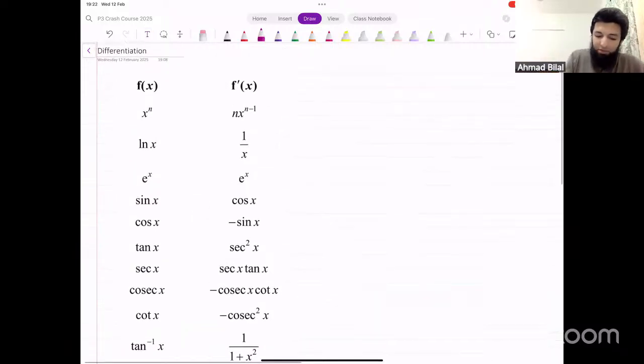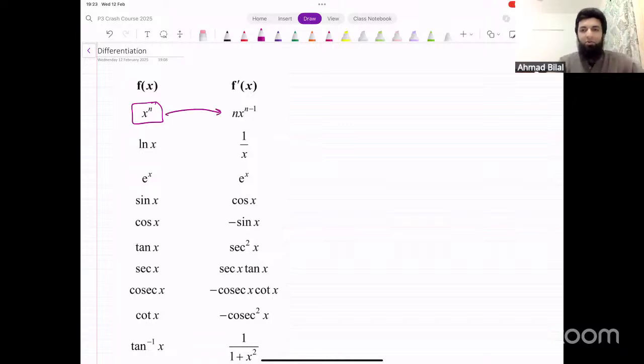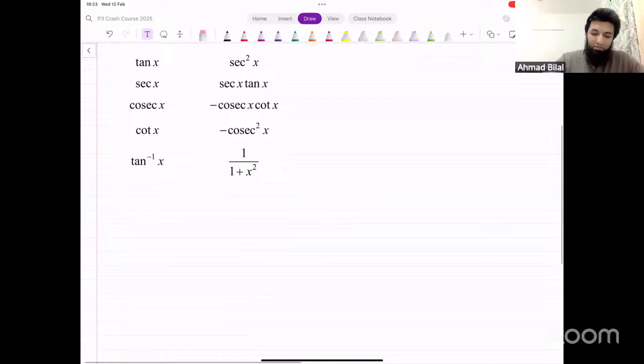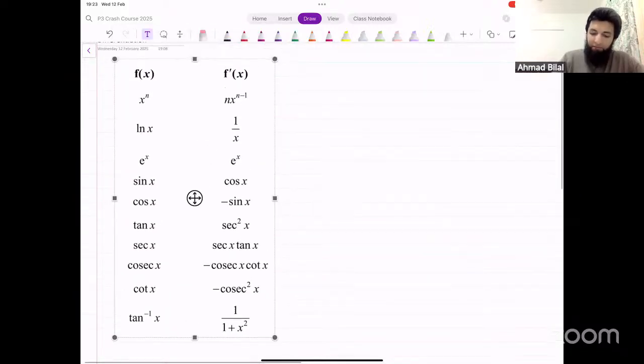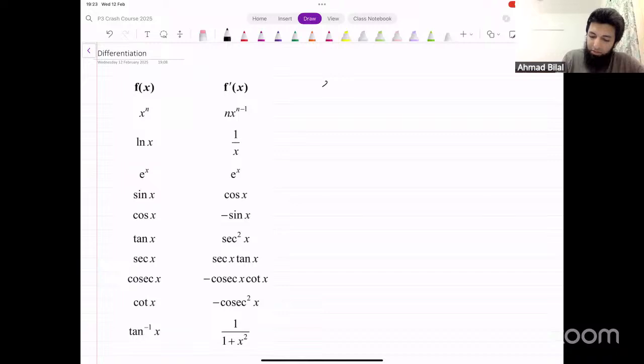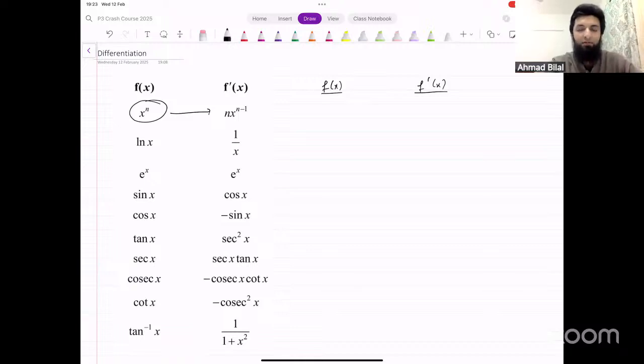In paper one, you've just done this: x raised to power n. Derivative of that is nx raised to power n minus 1. That's what you've done in paper one. Now, the generalized version of this rule, let me write that on the side, f of x and f dash of x. The formula sheet just tells you this: x raised to power n, derivative of that is nx raised to power n minus 1. That's all that the formula sheet tells you.